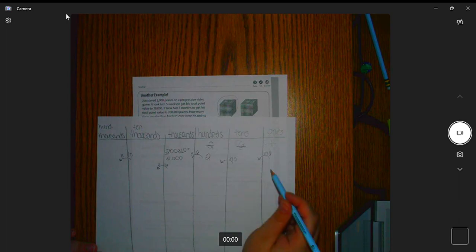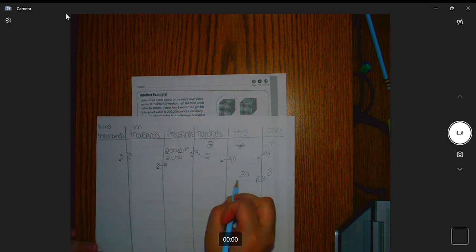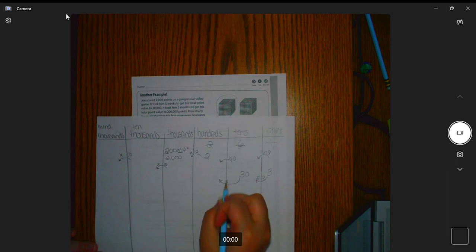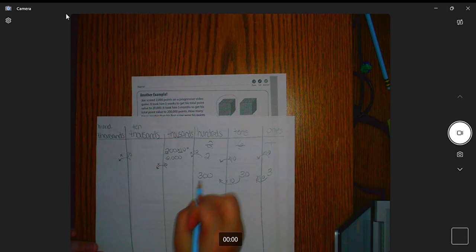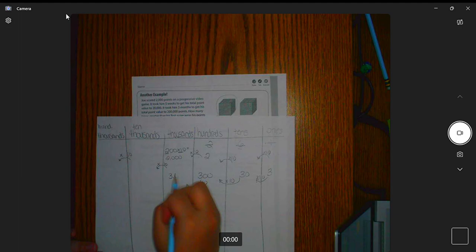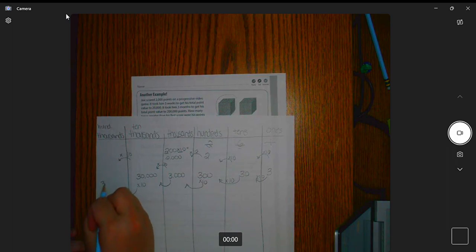So if I have 3 here, it's going to become 30 because it's times 10. Then times 10 because 30 times 10 is 300. Times 10 is 3,000. Times 10 is 30,000. Times 10 is 300,000.